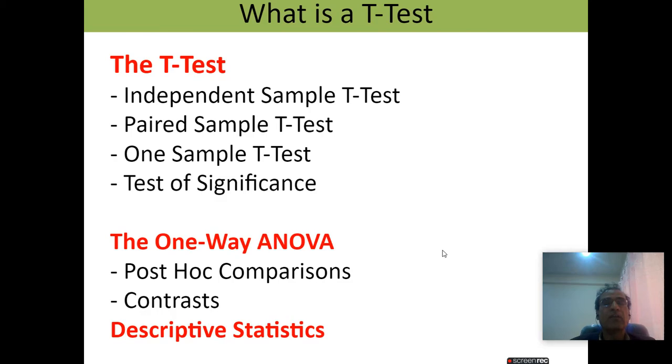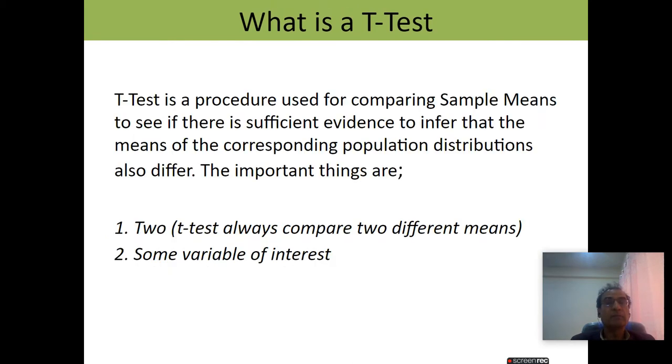First of all, what is a t-test? The t-test has three types: independent sample t-test, paired sample t-test, one sample t-test, and we also see the test of significance. There is another form of t-test, that's a one-way ANOVA, in which we apply post hoc comparison and contrast.